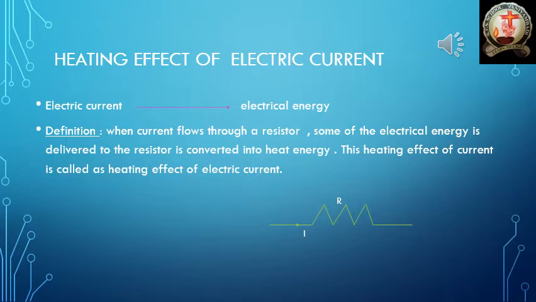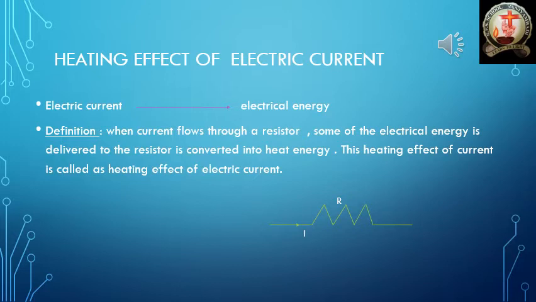Now we should discuss the definition of heating effect. When current flows through a resistor, some of the electrical energy delivered to the resistor is converted into heat energy. This heating effect of current is called the heating effect of electric current. Now I will explain this.